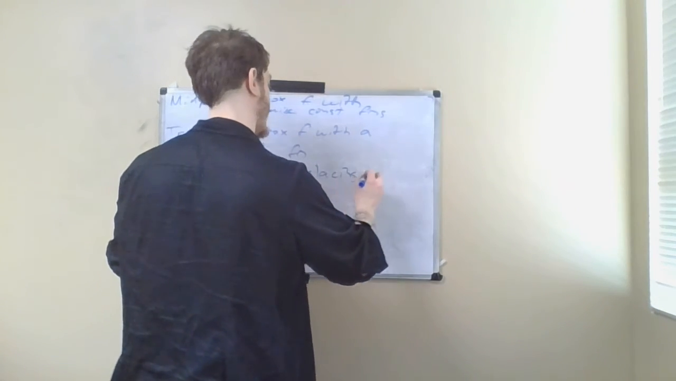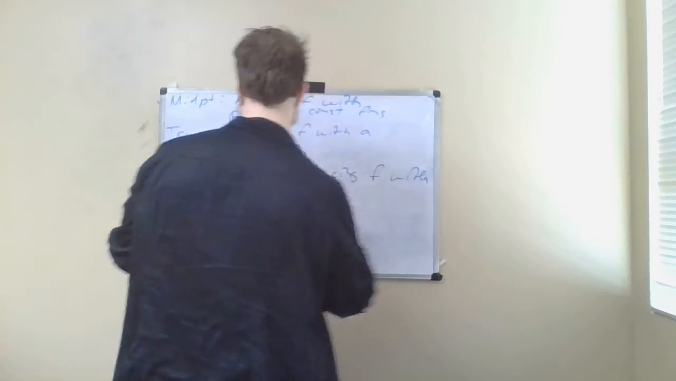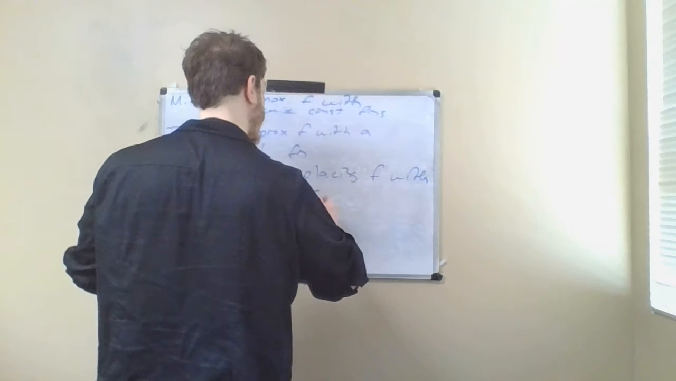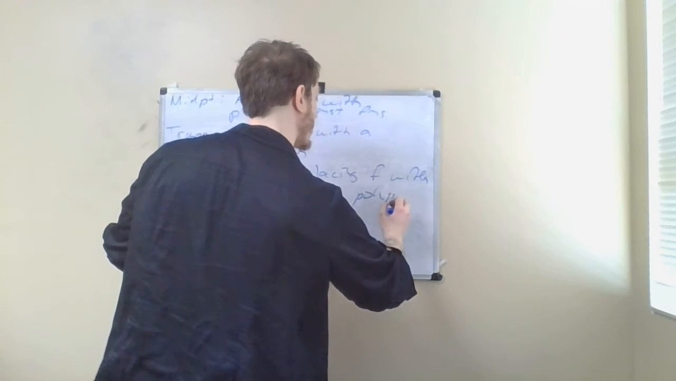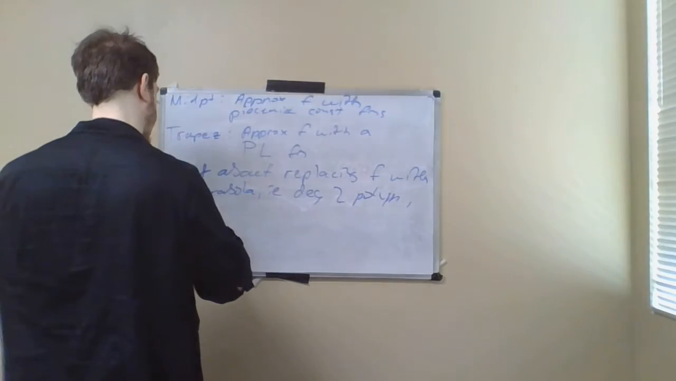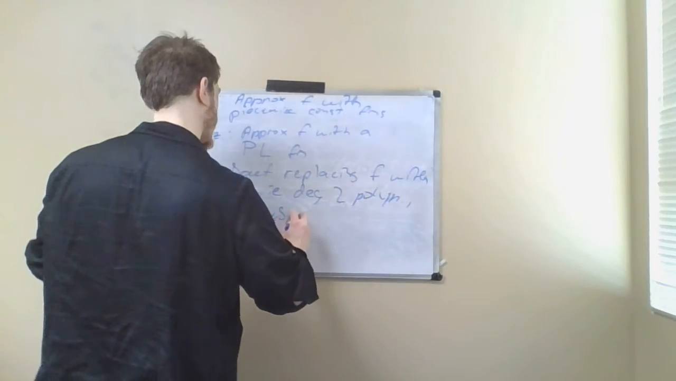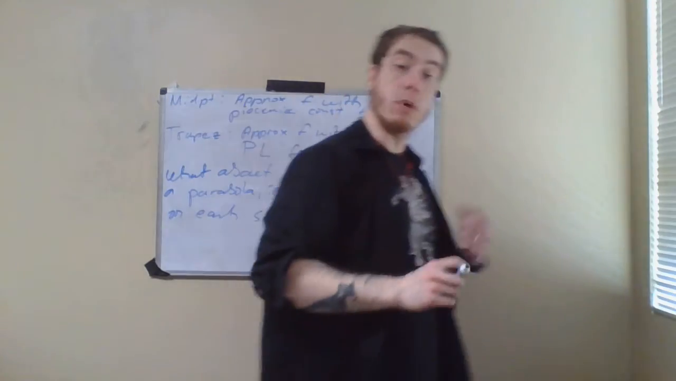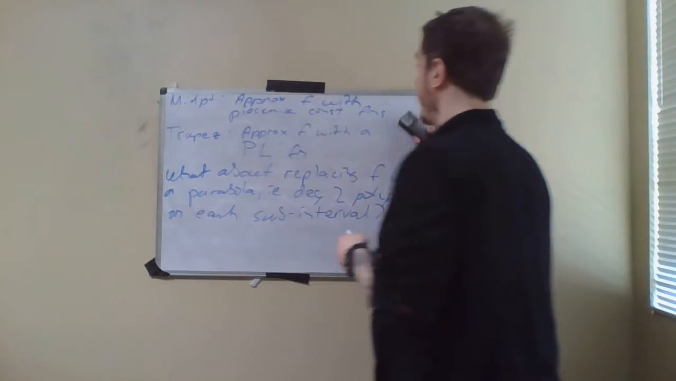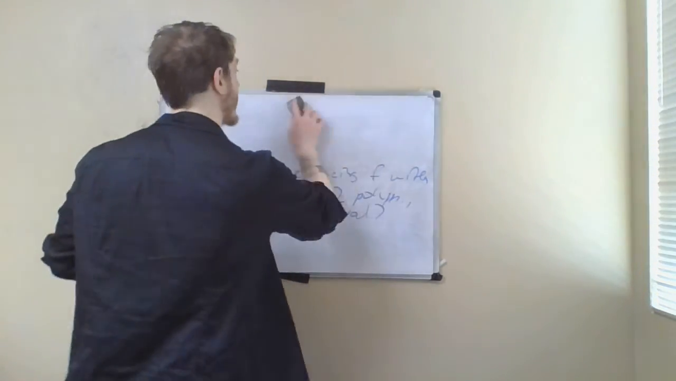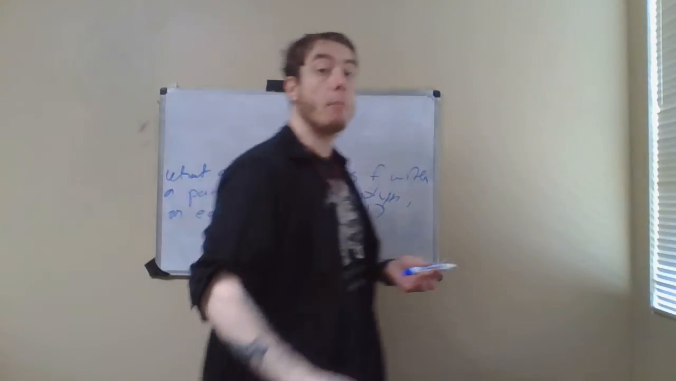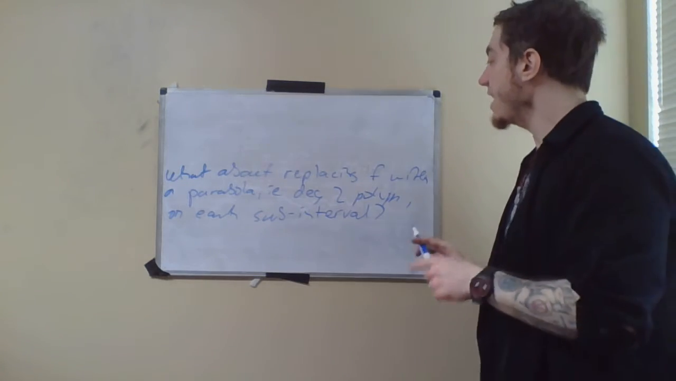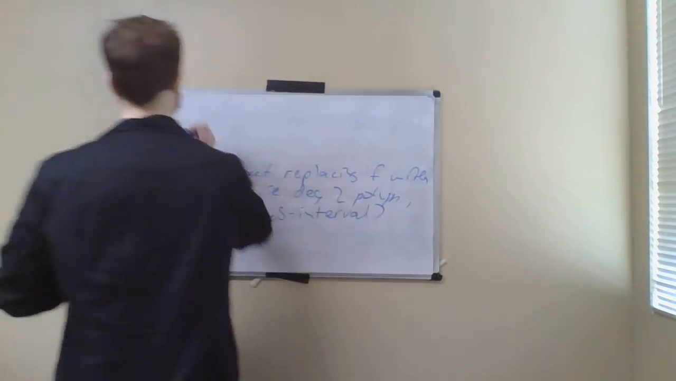replacing f with a parabola, i.e. a degree 2 polynomial, on each subinterval? Well, we can try to do that. In fact, this idea where you try to approximate the function by replacing it with a piecewise parabolic function, so on each interval you get a parabola, ends up giving you something called Simpson's rule.